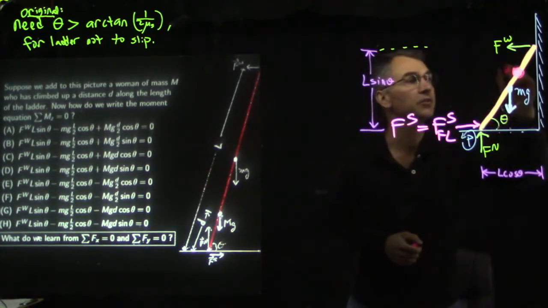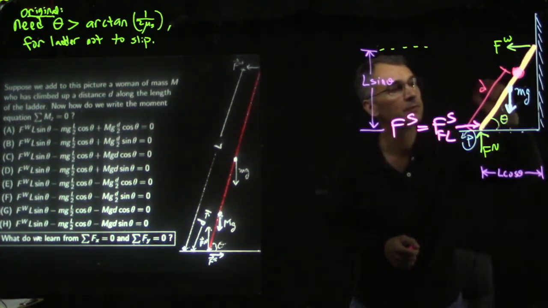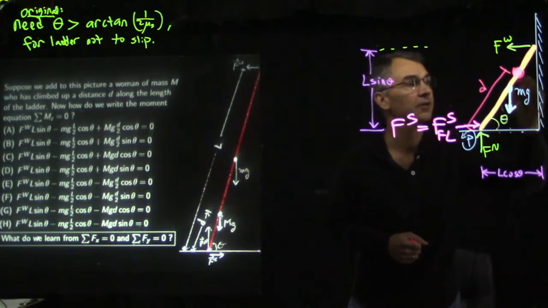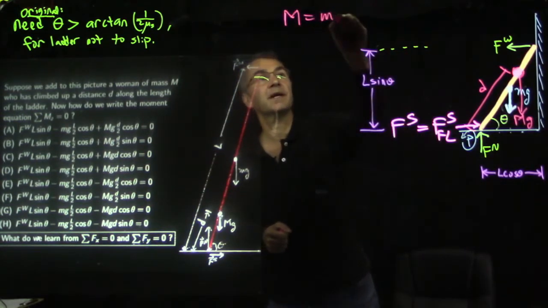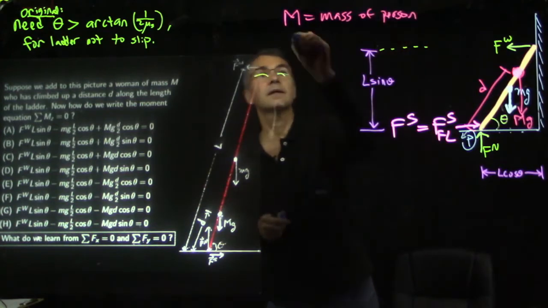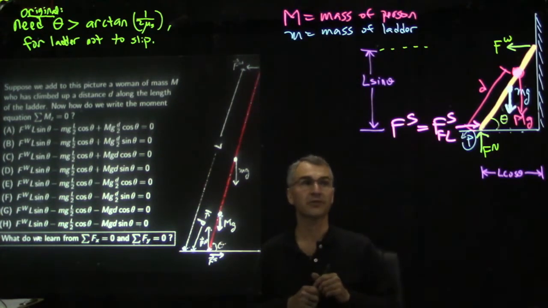So here is a person who has climbed up a distance d from the bottom of the ladder, and so then her weight is now also borne by the ladder. So this will be, I'll call this big mg. So we'll have big M is the mass of the person and little m is the mass of the ladder. Now let's write the torque equation.